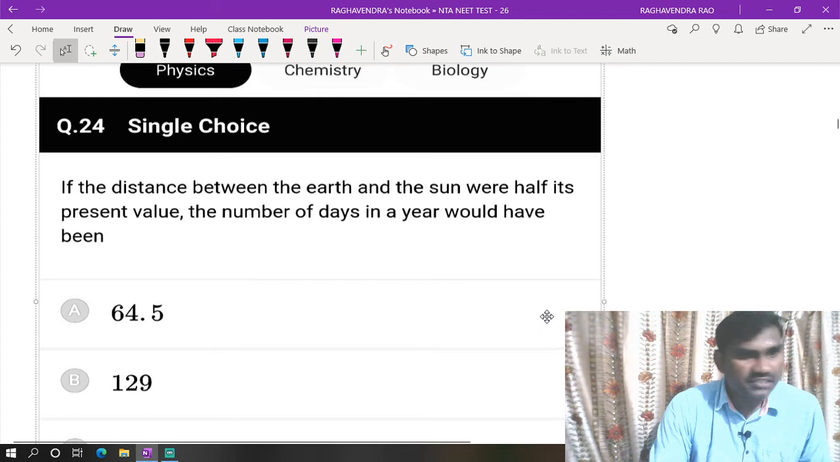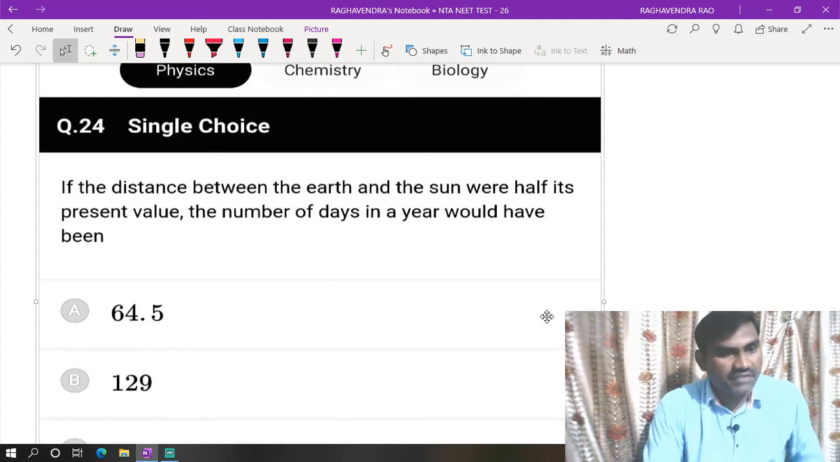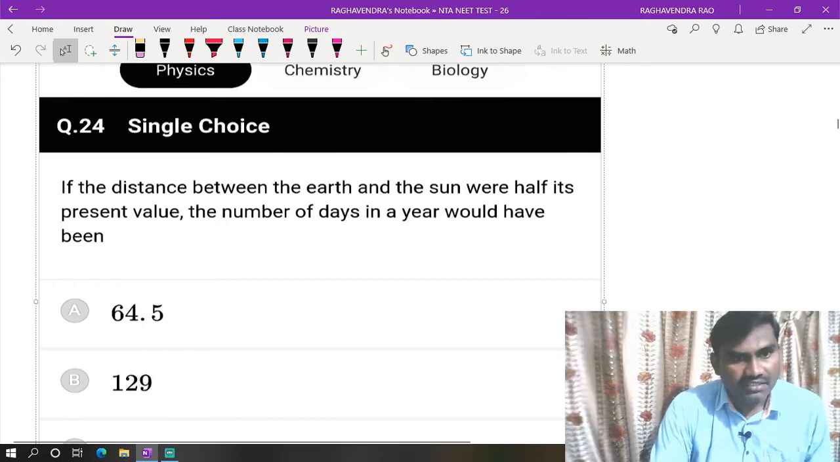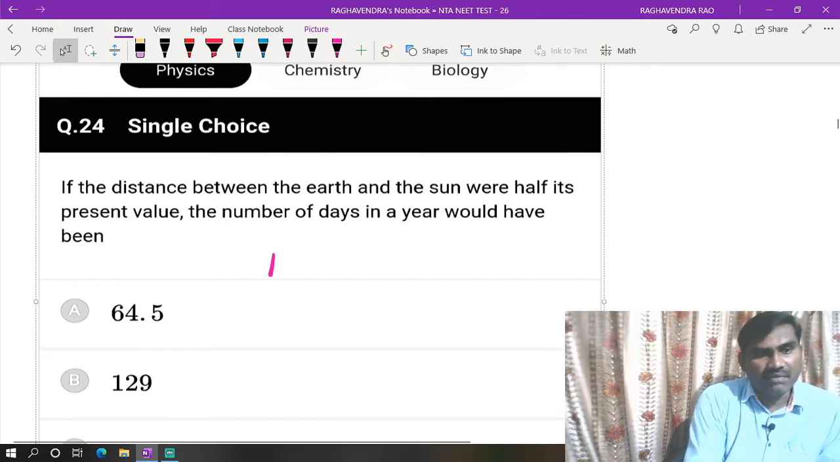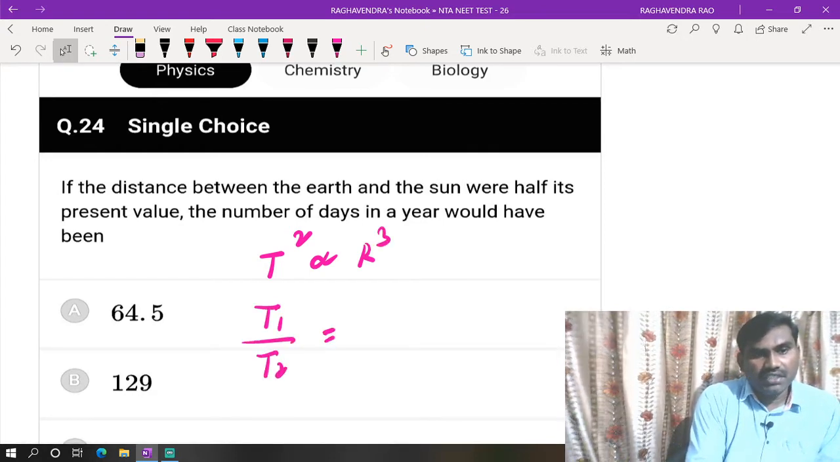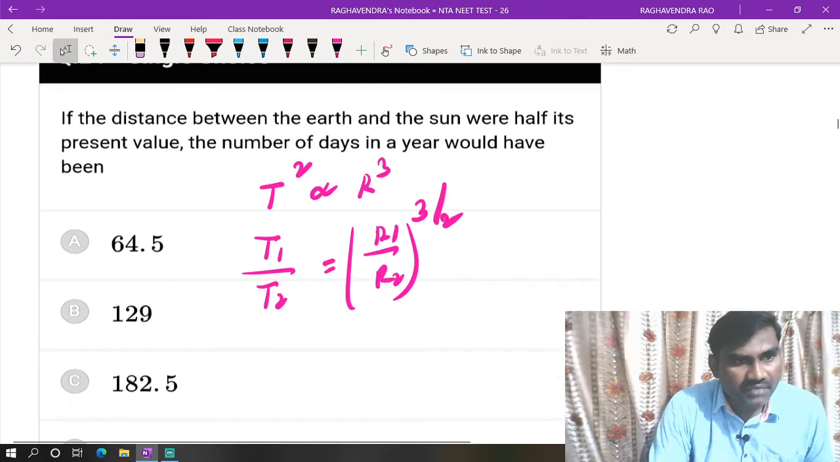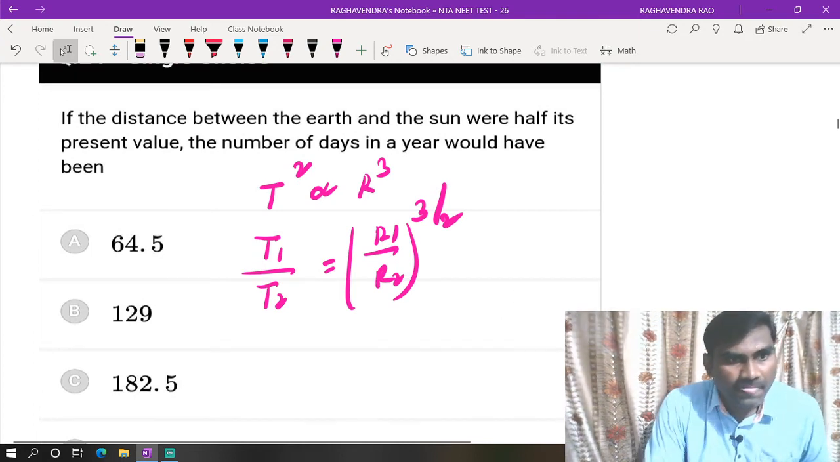Okay. If the distance between Earth and Sun were half its present value, the number of days in a year would be... So this is a direct formula-based question. T square is proportional to R cube. Now T1 by T2 is equal to R1 by R2 whole to the power of 3 by 2. Now the number of days in the year, T1, will be 24 hours.